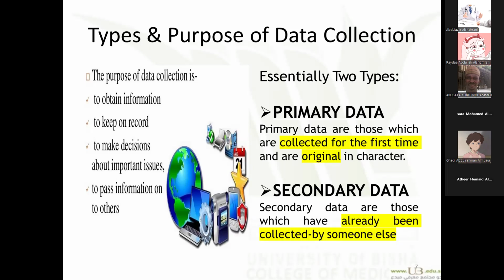Okay. I hope we are together, and I hope I'm not being very fast. Now, essentially, there are two types of data: primary data and secondary data. The primary data are those data which are collected for the first time, and they are original. The first time you are collecting.